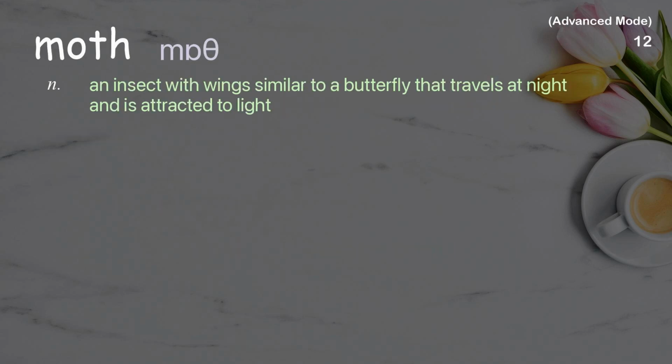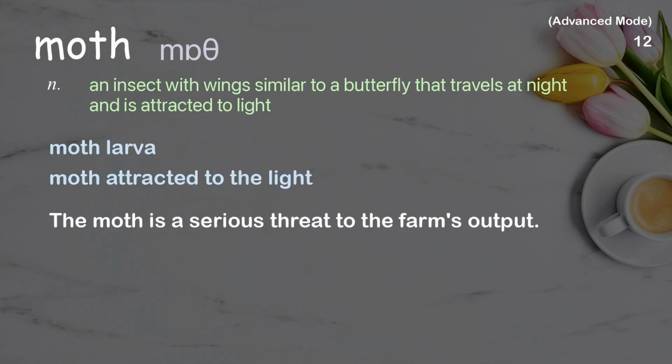Moth. An insect with wings similar to a butterfly that travels at night and is attracted to light. Examples: moth larva, moth attracted to the light. The moth is a serious threat to the farm's output.